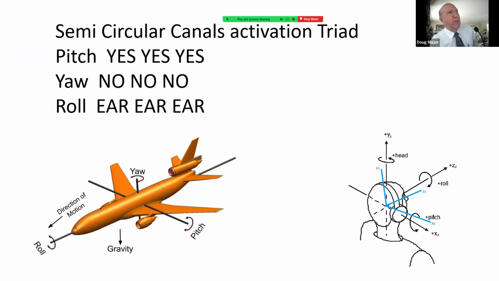So just to remind you about the semicircular canals activation triangle. The pitch, yes, yes, yes. The yaw, no, no, no. And the roll, ear to ear, very much like the XYZ of an airplane.